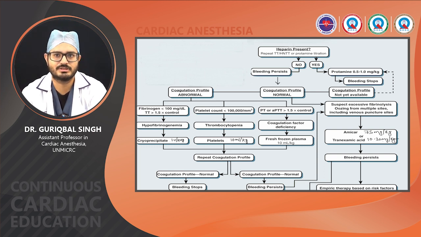If it persists, then we should suspect excessive fibrinolysis, with oozing from multiple sites, including venous puncture sites. We can give tranexamic acid or Amicar. If still the bleeding persists, empiric therapy based on risk factors.